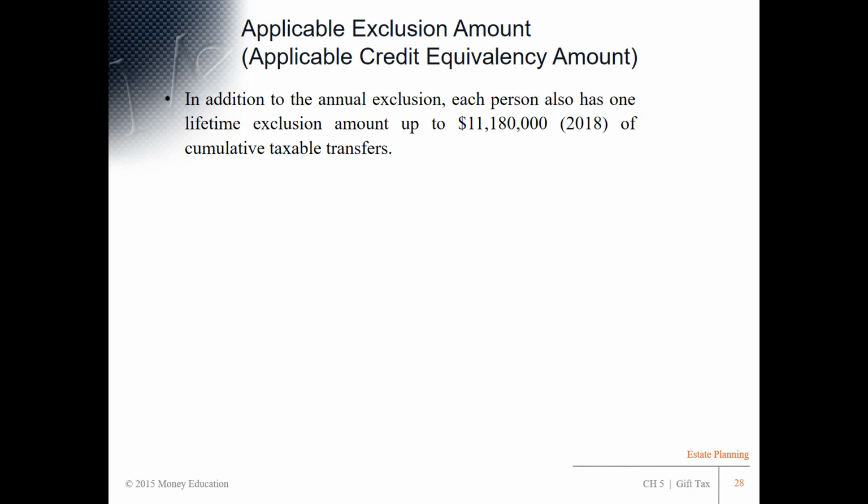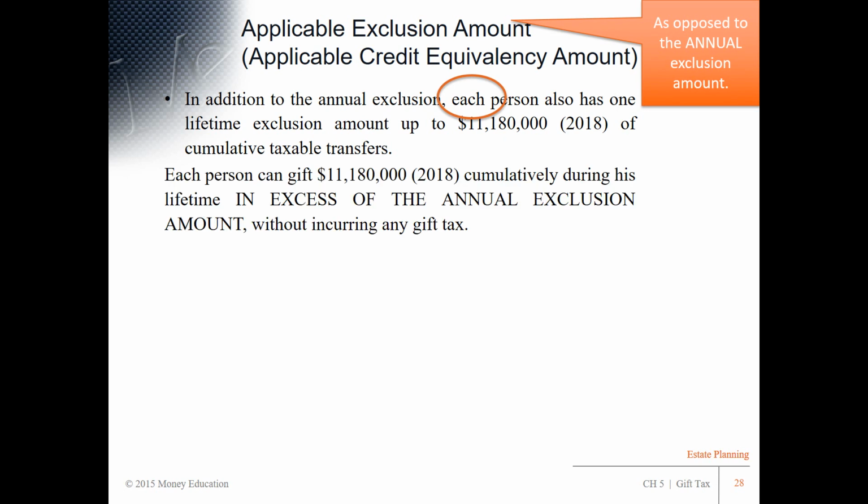So, in addition to the annual exclusion, each person also has one lifetime exclusion amount up to $11,180,000 as of 2018 of cumulative taxable transfer. So, lifetime exclusion, so over the course of your lifetime, you can exclude from gift and estate taxation over $11 million. Well, that's a good deal, huh? All right, now we have this applicable exclusion amount, and that is as opposed to the annual exclusion amount. They sound a lot alike, so just be sure you get straight in your head the vocabulary. And this applicable exclusion amount applies to each person, which means each person can give $11,180,000 cumulatively during his lifetime in excess of the annual exclusion amount without incurring any gift tax. Okay, you will have to file a gift tax return, but maybe not pay tax.